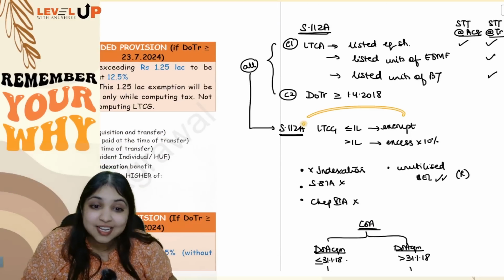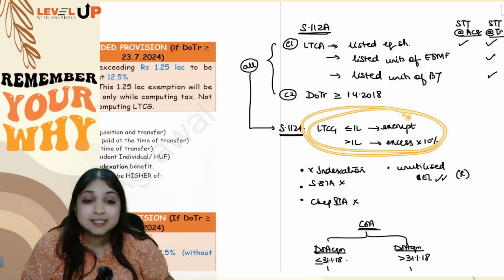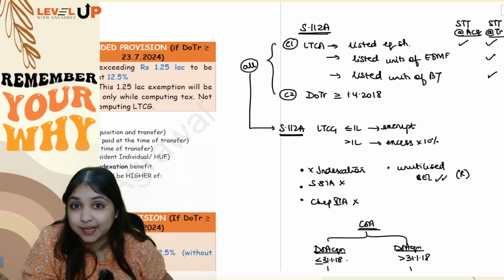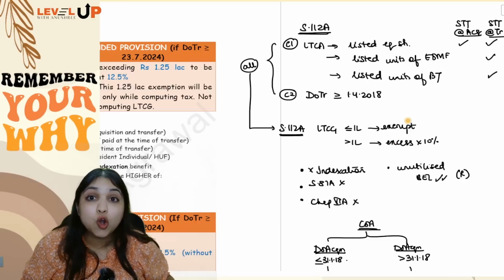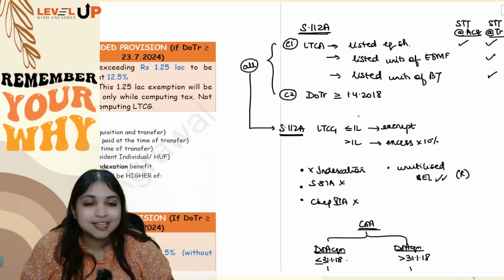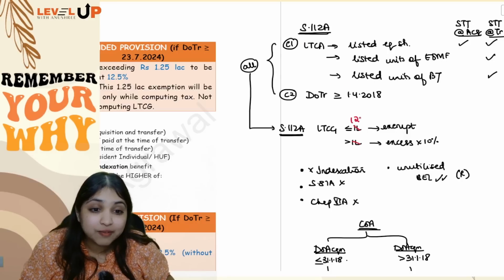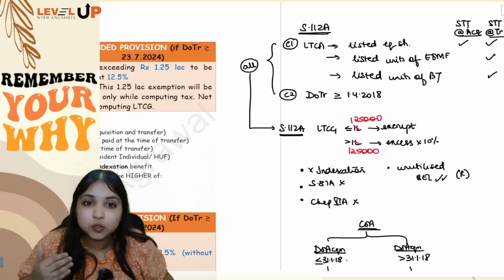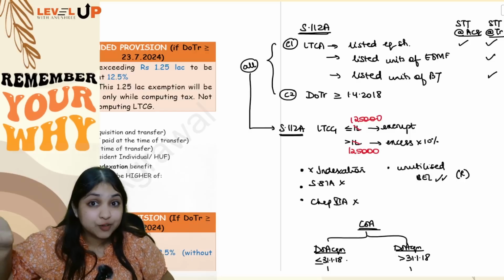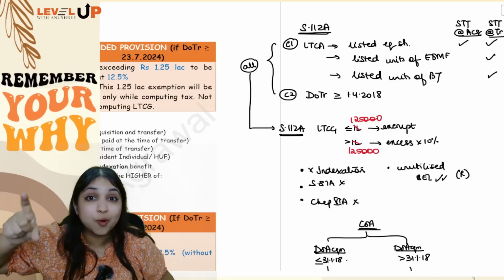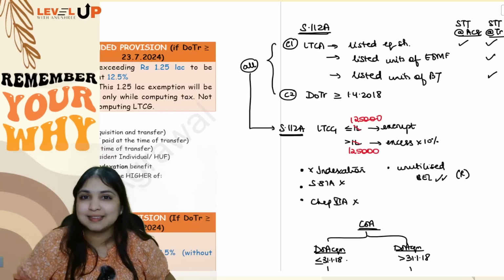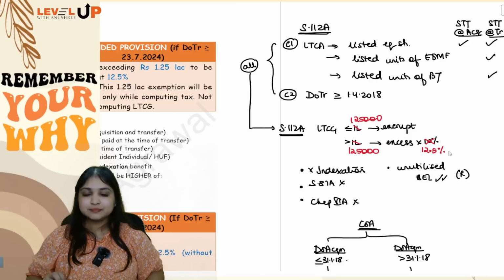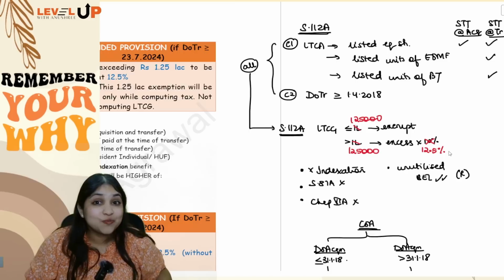Where is the change? The change is over here. The same numbers will apply if date of transfer is before 23rd July 2024. If the date of transfer is on or after 23rd July 24, then instead of the 1 lakh number, the 1,25,000 number will apply, which means LTCG up to 1,25,000 will be exempt. If it is more than 1,25,000, I will see what is the excess. The excess alone will be taxed at the rate of not 10%, 12.5%. Understood, guys?